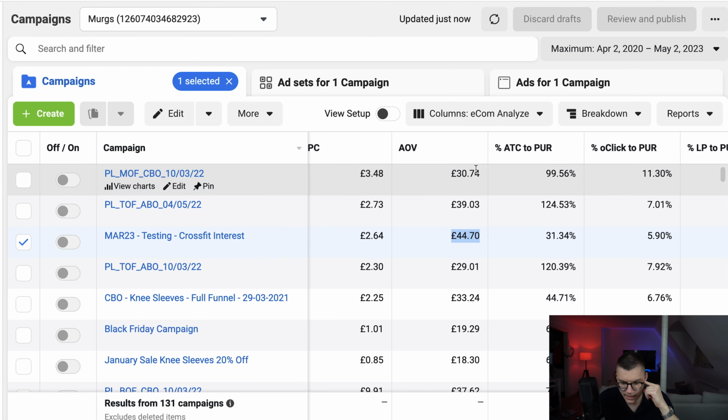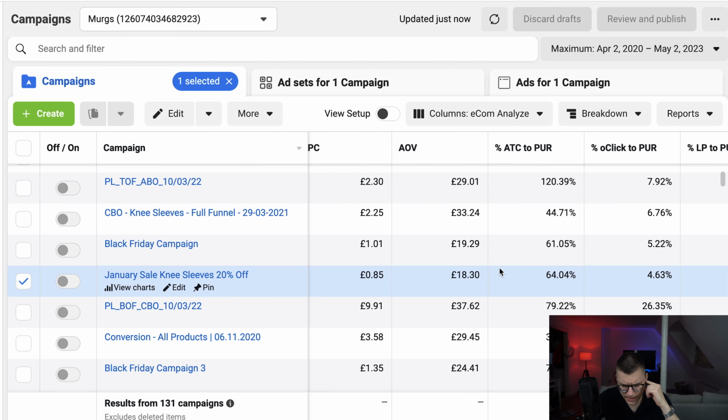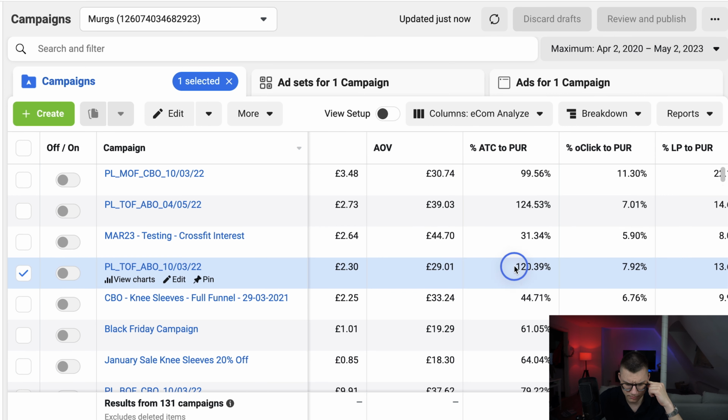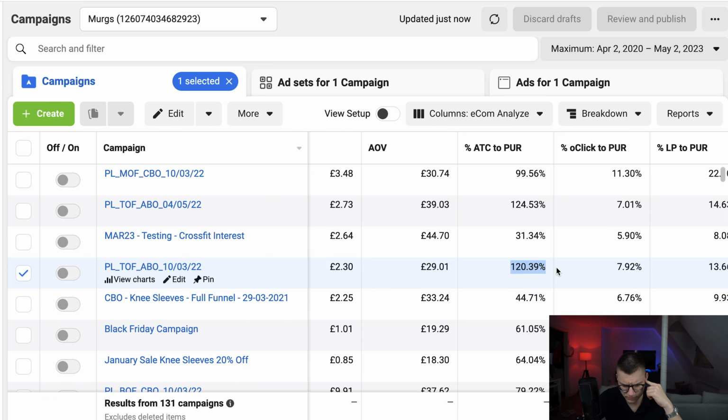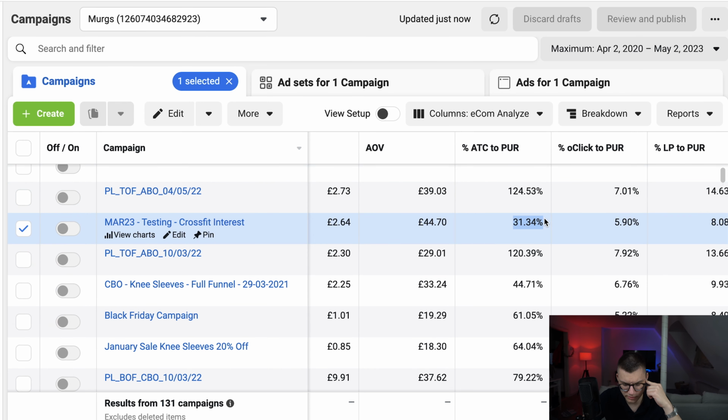Then we do have the add to cart to purchase rate. So what percentage of the people who add to cart are buying? In this case, some of these numbers are flawed because people can add to cart multiple times. Therefore, this is super weird. I don't see this often. Same for this one. But in this case, for example, I know that 31% of people who added to cart purchased, which is a very good rate.